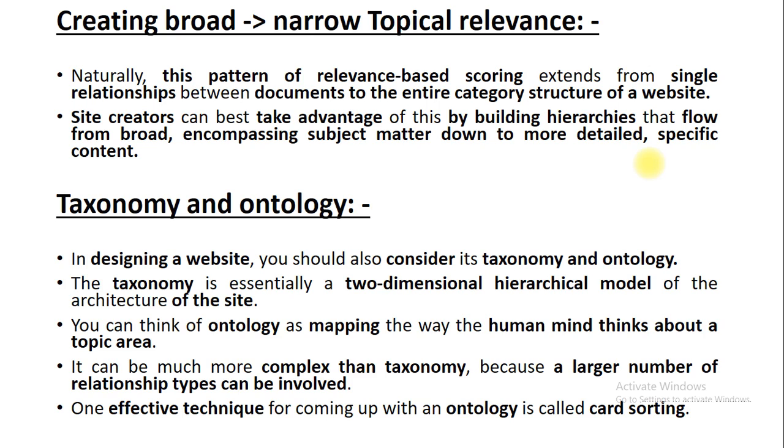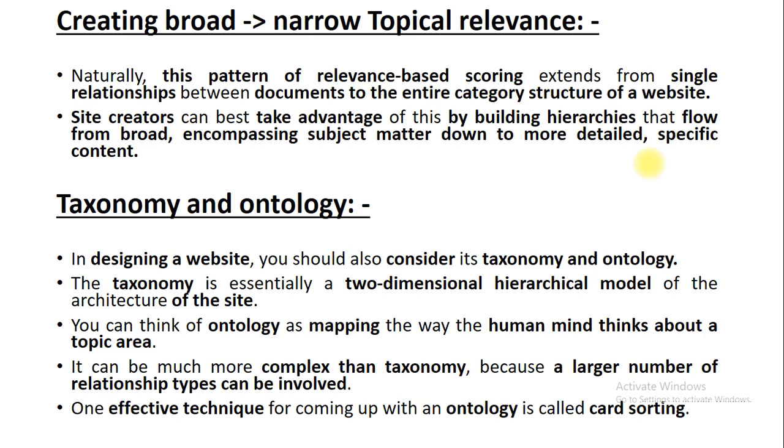So naturally this pattern of relevance based scoring, which extends from a single relationship between documents to the entire category structure of a website, and the site creators can best take advantage of this by building hierarchies that flow from broad encompassing subject matter down to more detailed and specific content. That means when you click on a particular arrow, at that time it will give you the detailed categorical list regarding that particular topic or content.